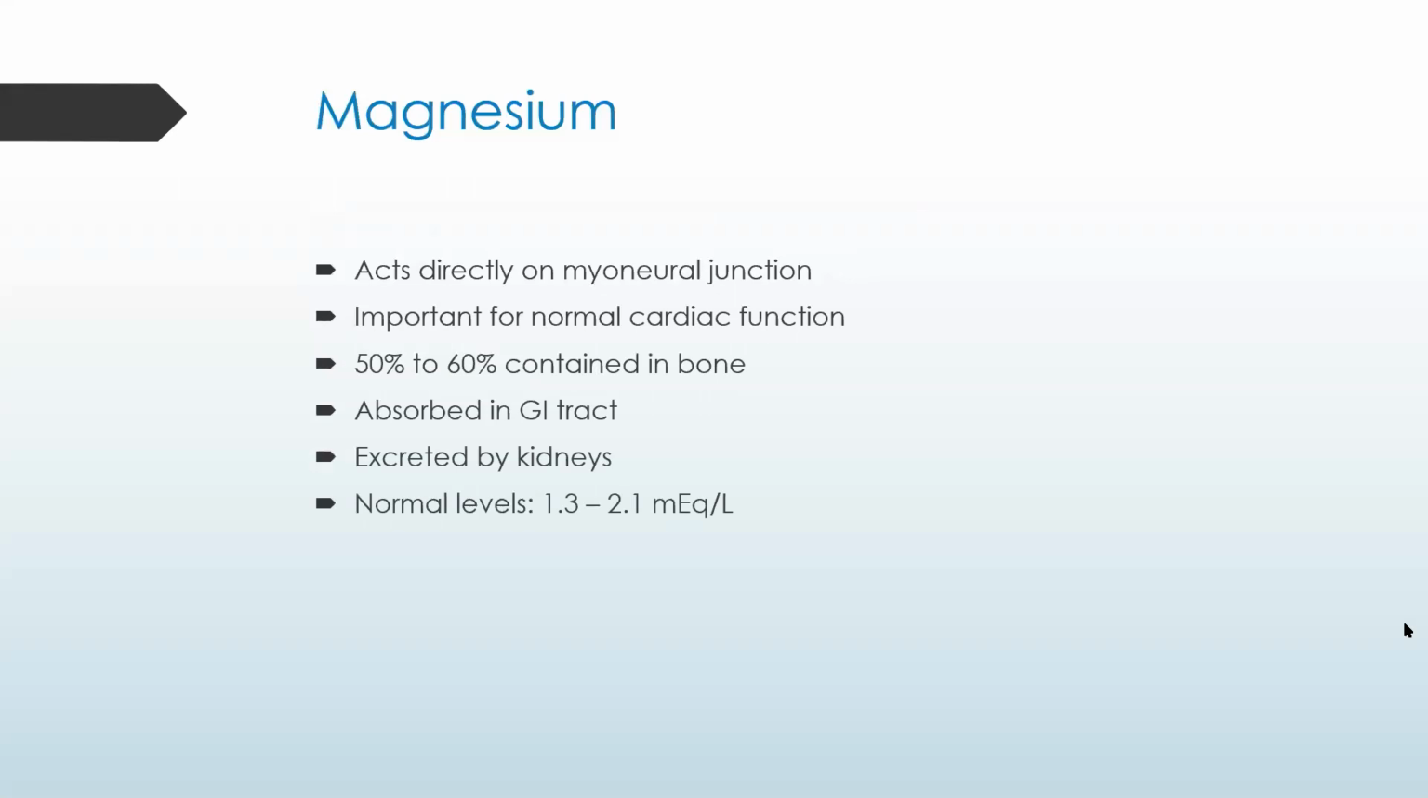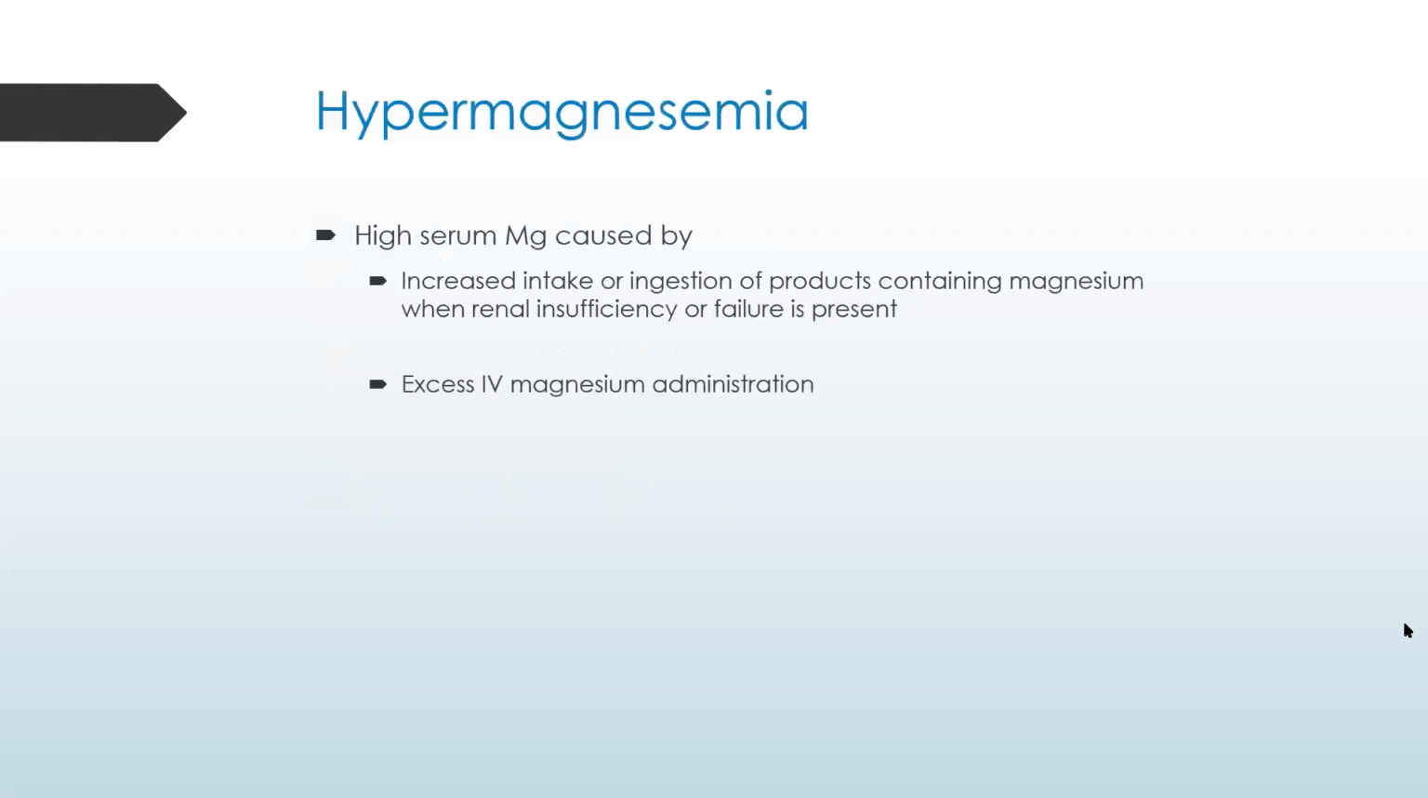Hypermagnesemia usually occurs only with an increase in magnesium intake accompanied by renal insufficiency or failure. A patient with chronic kidney disease who ingests products containing magnesium, such as Maalox or milk of magnesia, will have a problem with excess magnesium. Magnesium excess could develop in the pregnant woman who receives magnesium sulfate for the management of preeclampsia and eclampsia. Be sure to check DTRs.